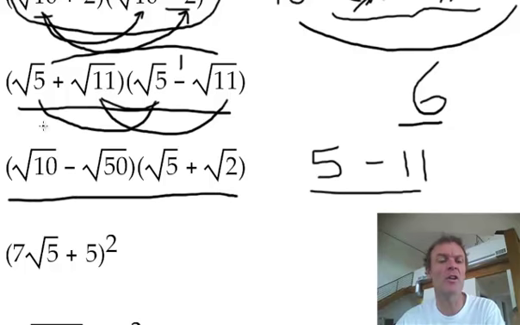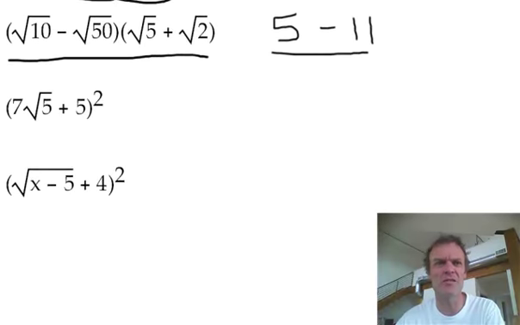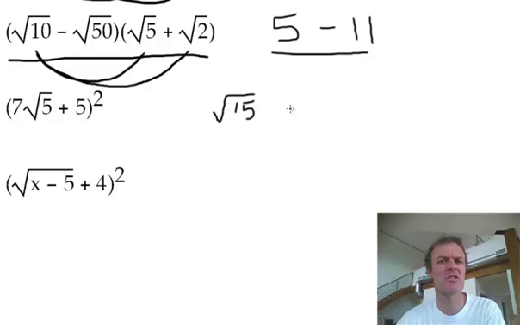So I'm going to do the full FOIL on this one. Remember, just FOIL it. Sometimes you can see a shortcut, but let's FOIL this. Root 10 times root 5, all I can do is write root 15. Root 10 times root 2 with a plus is positive root 20. This doesn't have much similarity. Looks like I'm not going to cancel much here. The inner, what's negative root 50 times root 5?